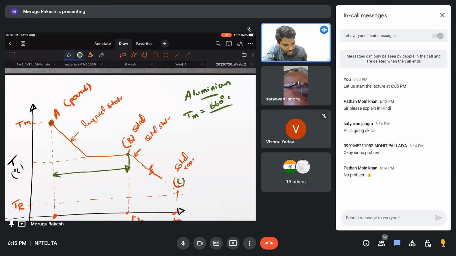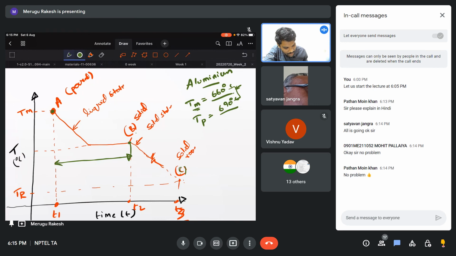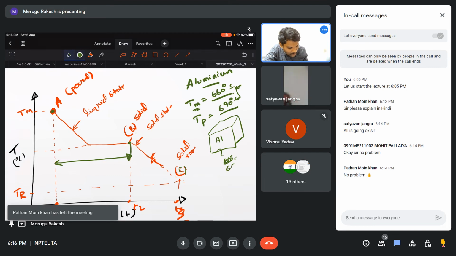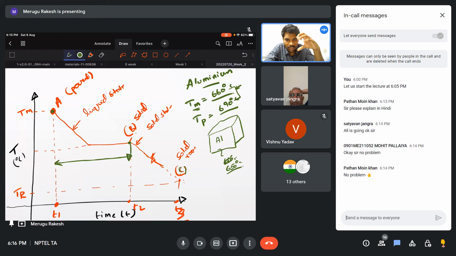Now this is the melting temperature. The pouring temperature I can take some 30 degrees higher, so 690 degrees I am pouring it, and the melting temperature is 660 degrees, where it starts forming the solid part. So this is the only difference. Now I can get a solid aluminium block, which is at 650 degrees. It is very hot, red hot, but still it is a solid. Solidification has completed in it.